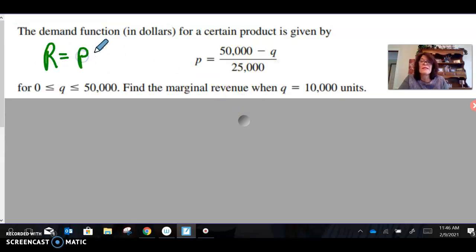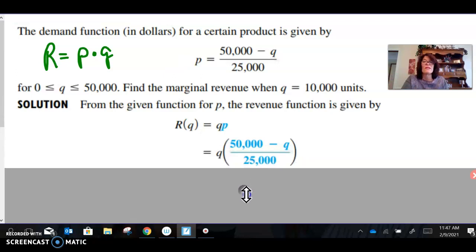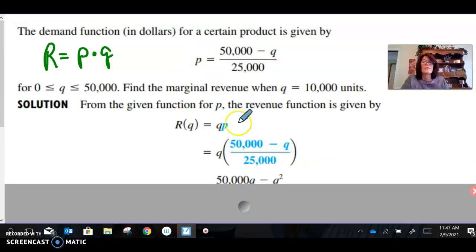Revenue is price times quantity. If I'm charging $10 per item that I'm selling and I sell 5 items, my revenue is $50. I take price times quantity. So that's what we're going to do here. I'm going to take price, 50,000 minus Q over 25,000. That's my price, times quantity. That's just Q. Q is the quantity. So I take Q times P.